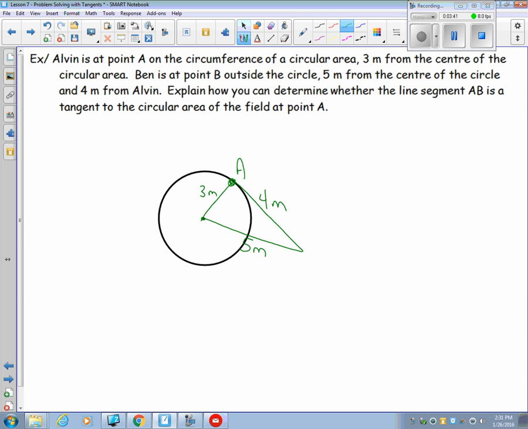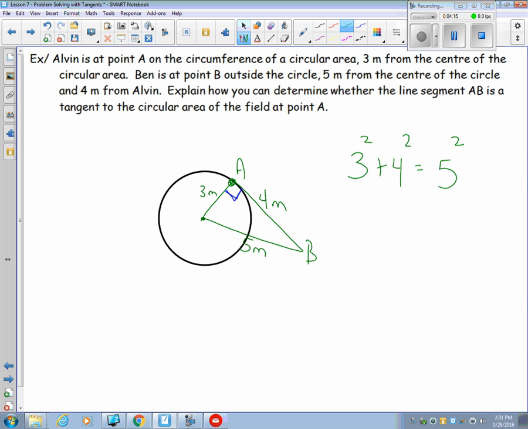And they want us to explain how we can determine whether the line segment A to B, remember B is Ben right here, is a tangent or not. So really what they're asking us is, is this a right angle? Because if that's a right angle, then AB must be a tangent. Well, how could I prove that? If it is a tangent, I could use Pythagoras. Pythagoras would have to work if this was a tangent. 5 would be my hypotenuse. 3 and 4 would be my A's and my B's. So I've got A squared plus B squared equals C squared.